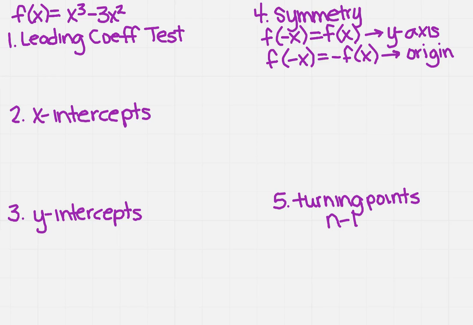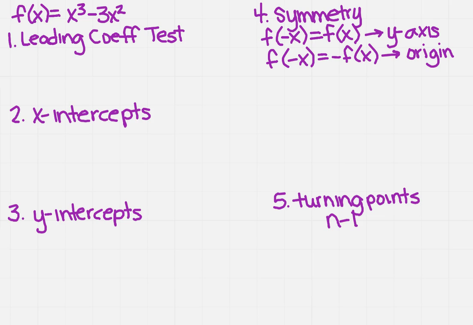We want to graph f of x equals x cubed minus 3x squared. And in order to do that, we don't want to just plug it into a calculator. We actually want to go through the 5 steps that we've been learning throughout this chapter. The easiest way to do that, I've actually listed each one of those steps so that you don't have to remember them right off the bat right now.